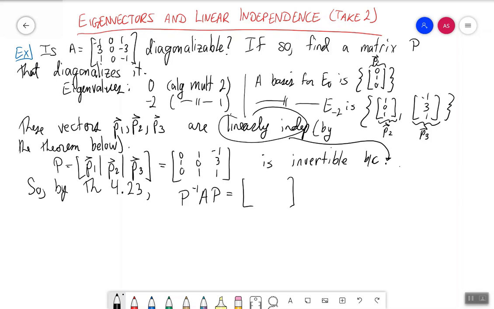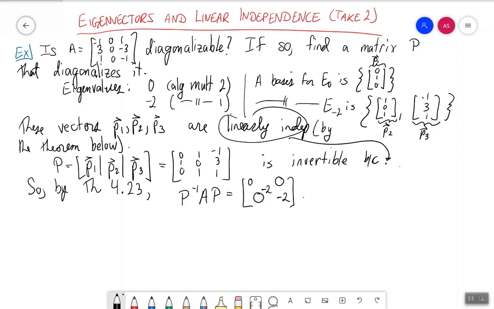Well, to figure out what that diagonal matrix is, I start by looking at P1. P1 is an eigenvector corresponding to the eigenvalue 0, and since P1 is my first column of P, I put a 0 here. Now looking at the second column of P, that's P2, which is an eigenvector corresponding to the eigenvalue -2, so I put the eigenvalue -2 here. The third column of P is also an eigenvector corresponding to the eigenvalue -2, so I put a -2 here. And then there are zeros everywhere else because I know that this is a diagonal matrix.